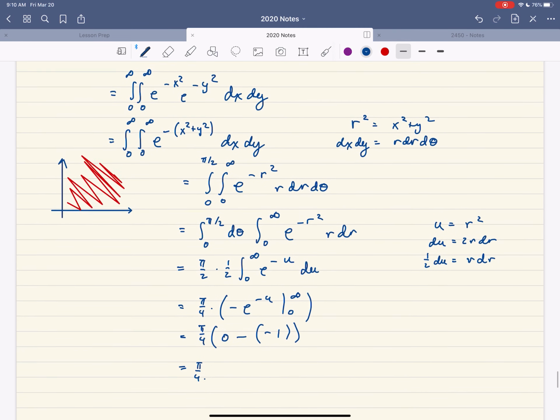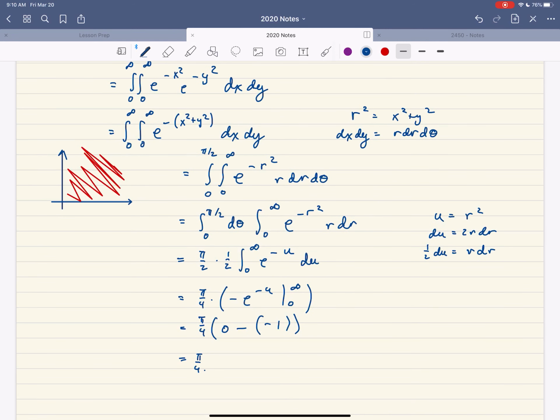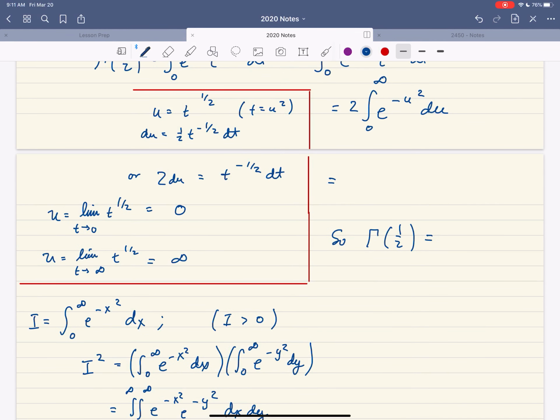Okay, so now we're going to remember that this was I squared. And so I squared was pi over 4. I made a point to mention that I had to be positive, so that means that I is really going to be 1/2 times the square root of pi. We know that we get the positive square root because we said that the original value was positive. So I is going to be 1/2 square root of pi. And then that means that we're done. This integral that we're looking at was 1/2 square root of pi.